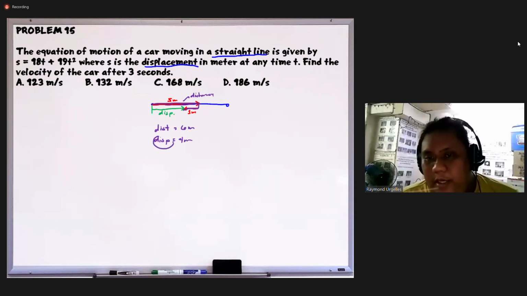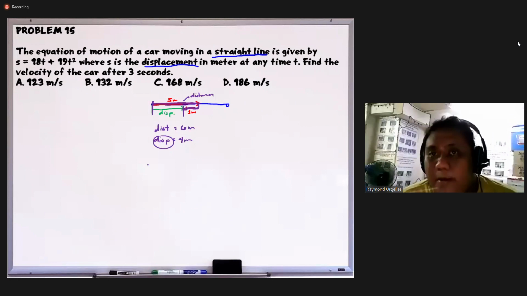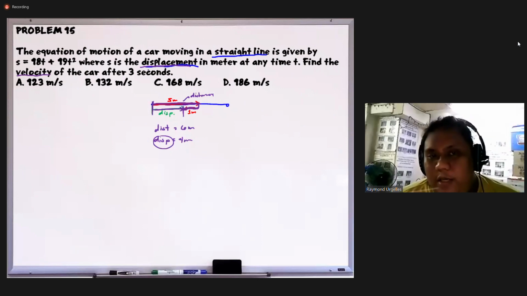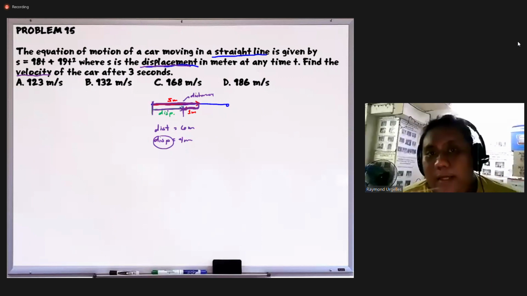Sa displacement, kailangan mo lang is yung initial position saka yung final position. Whereas sa distance, kailangan mo talaga yung buong na-cover mo, regardless of direction. Kaya dito, since we are talking about displacement and velocity, dito tayo magpo-focus sa final saka sa initial. Ibig sabihin, pag meron kang time na bumalik or nag-change ng direction, kailangan din natin i-consider yun. Pero pag distance saka displacement lang yung pinag-uusapan.